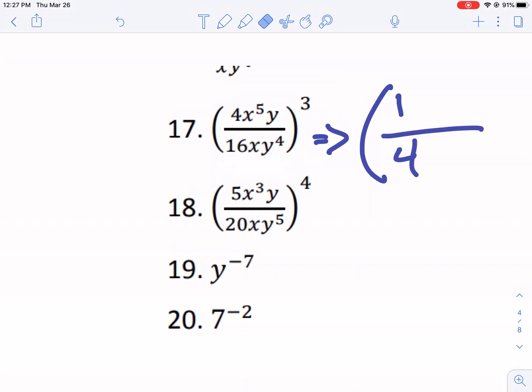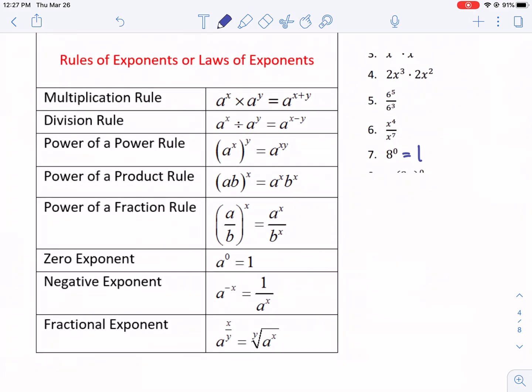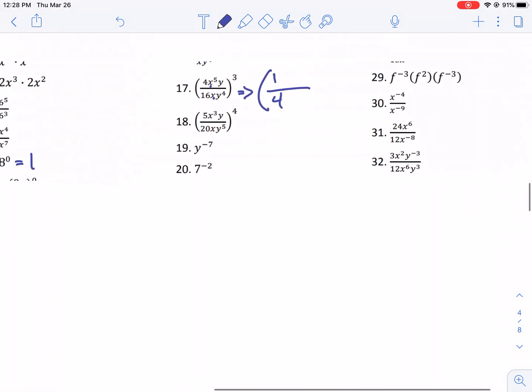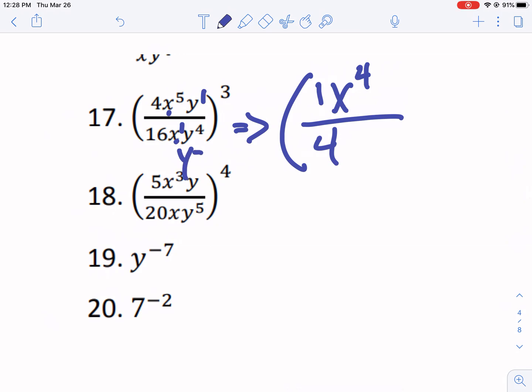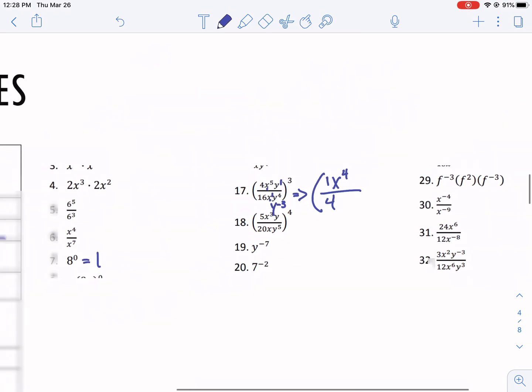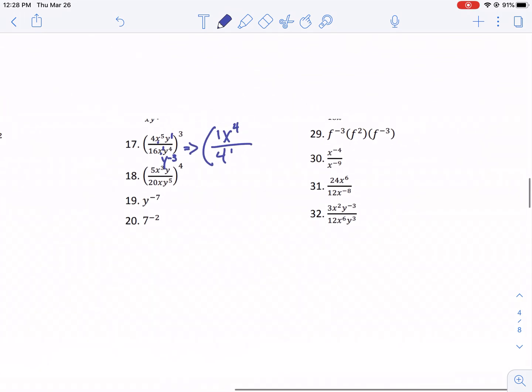And then, if we have the quotient, if they have the same base, so the division rule, the quotient rule, you subtract the exponents. So here we have x to the 5th and x to the 1st. That's x to the 4th. And here y to the 1st, y to the 4th. Well, that's y to the negative 3rd. So then you should know when it's negative exponents, it goes in the denominator. So y to the 3rd is here, all to the power of 3.